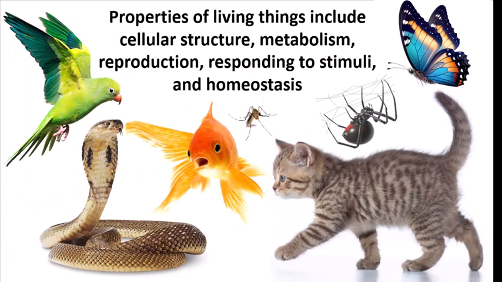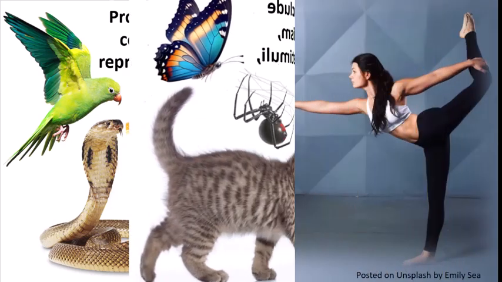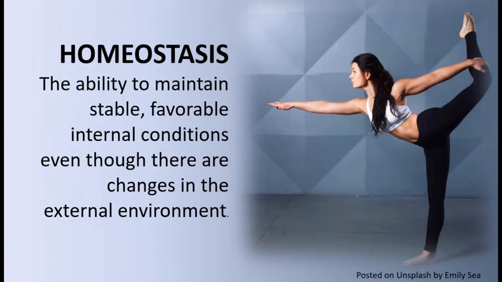Another underlying principle in A&P is homeostasis. All living things have some common properties that can be used to distinguish them from non-living things. These properties include things like cellular structure, metabolism, reproduction, responding to stimuli, and homeostasis. Homeostasis is the ability to maintain stable, favorable internal conditions even if there are changes to the external environment.